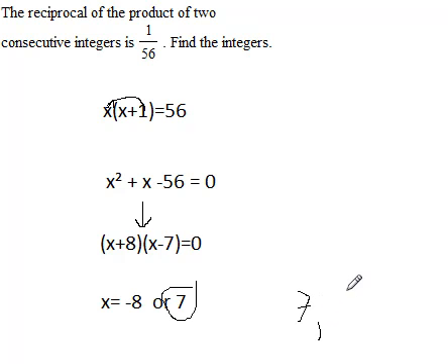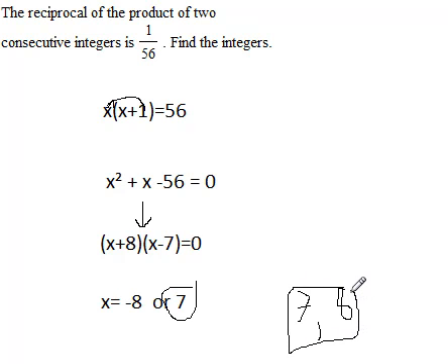And let's check to see if that would make sense with the problem. If we take 7 and multiply it with 8, that'd be the product. We'd get 56. Take the reciprocal of that, we would get 1 over 56. So that checks out. So one of the answers would be 7 and 8.